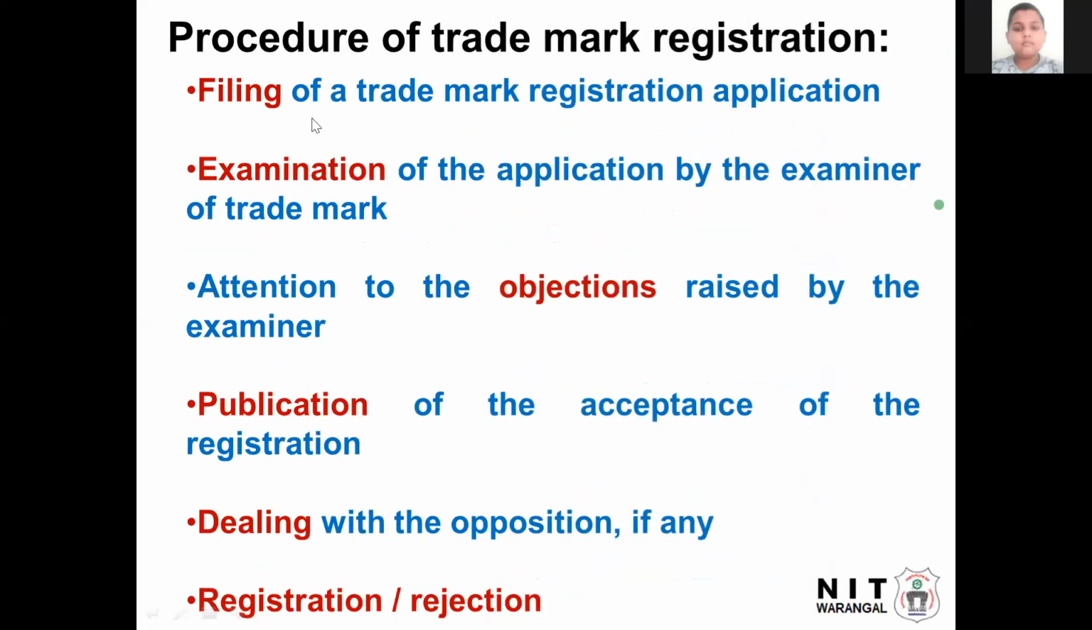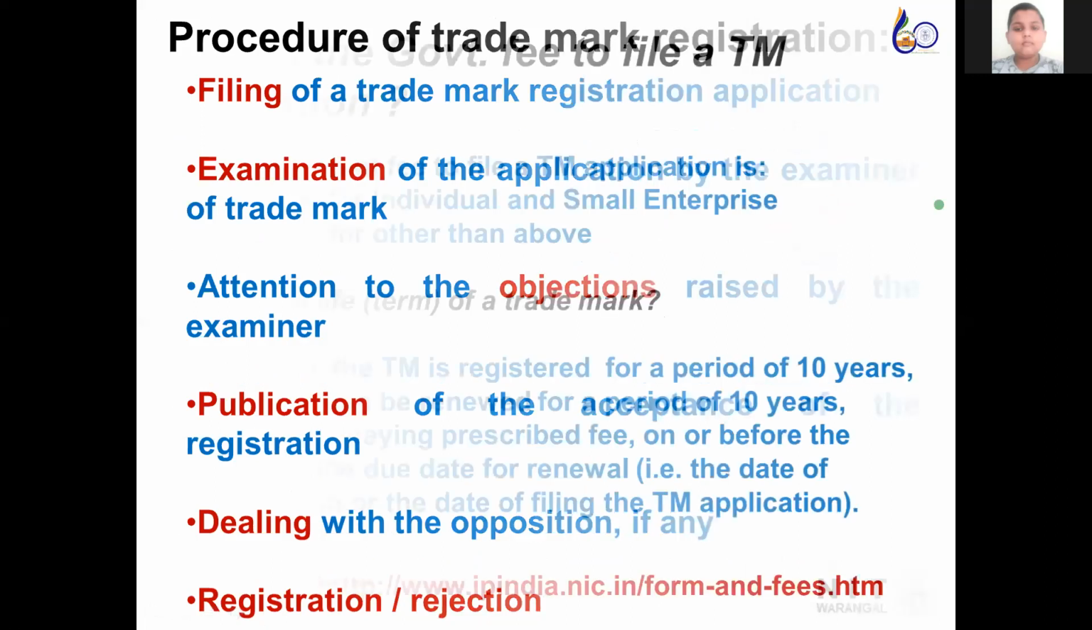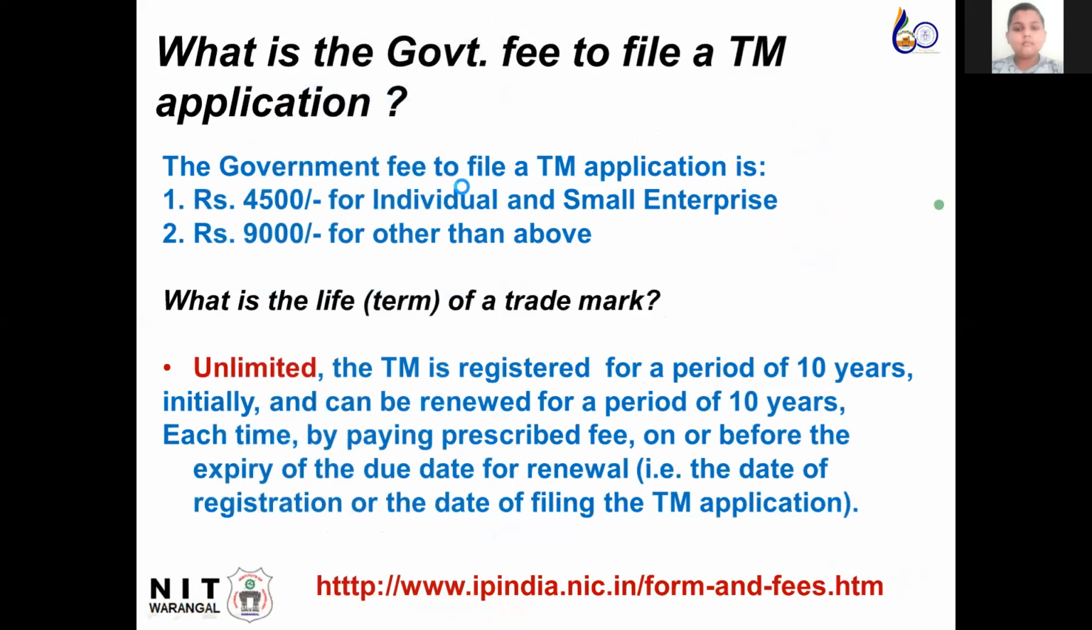The process is the same: filing, examination. If somebody objects, objection, publication. But for patent it will take more time, but here it will be less time. And how much will be the government fee? Government fee is about 4,500 rupees for individuals and small entrepreneurs. You will get a trademark for 4,500 rupees. If it is a big company, then 9,000 rupees. Okay, it is unlimited, it is for lifelong.